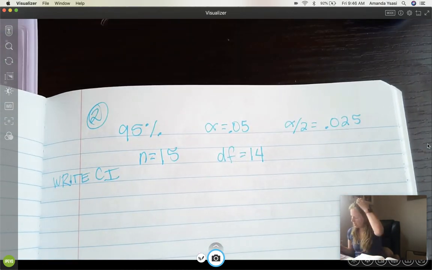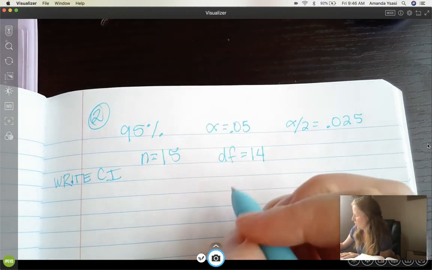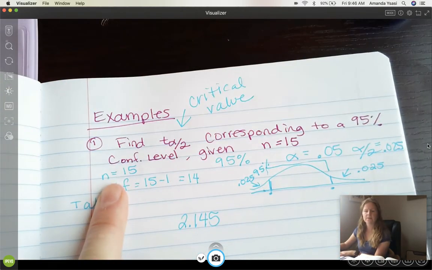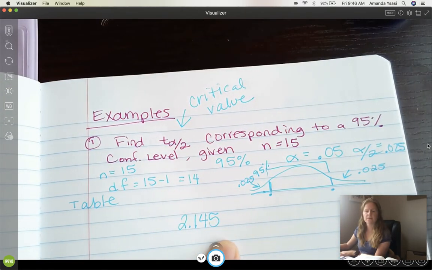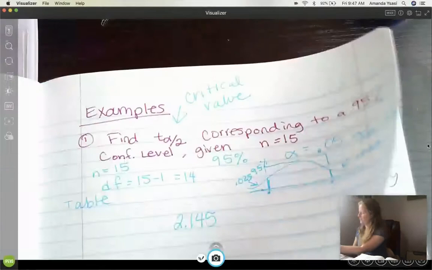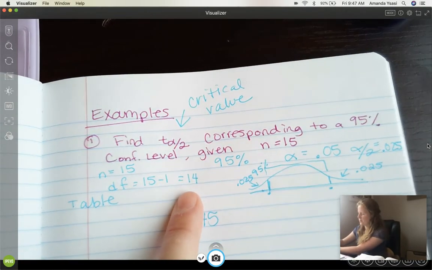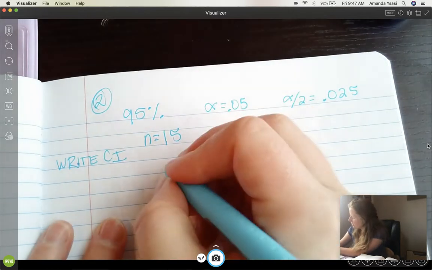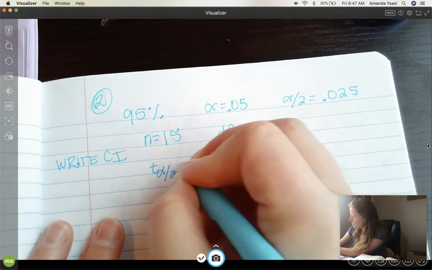Okay, so then using our table, we can find our critical value. So it's just like the last one. Same exact things. So it's 2.145, because its degree of freedom is 14. We're doing 95%. So our t alpha over 2 is 2.145.